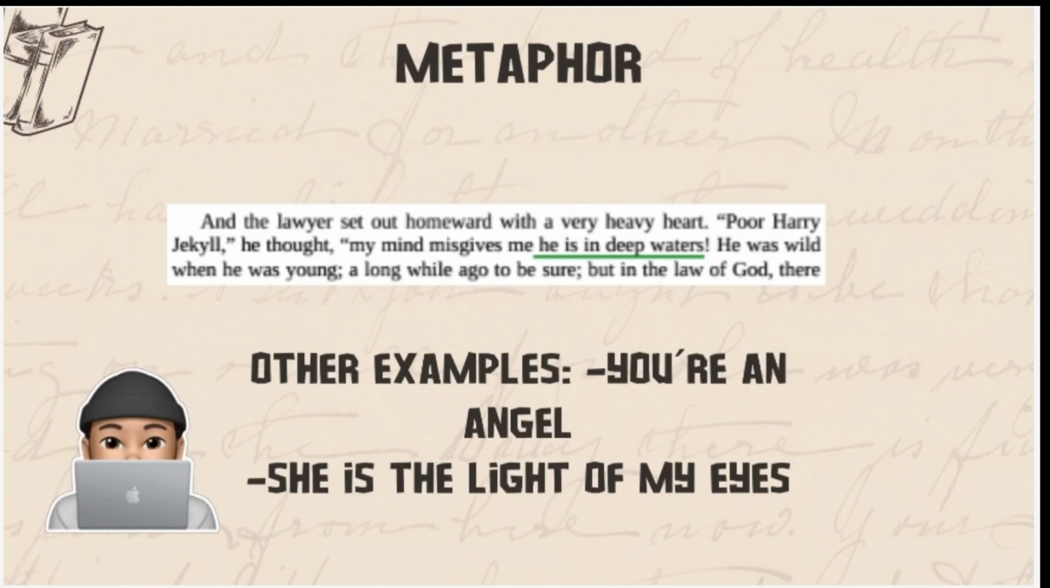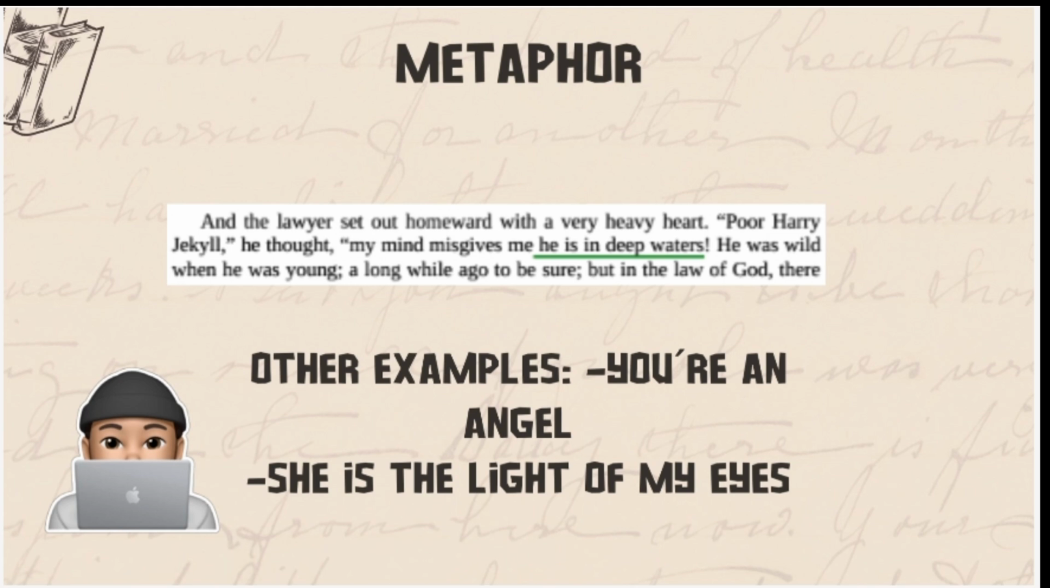In the text, we can find the metaphor "he is in deep waters," which, when used in this context, means that the person is in a difficult or problematic situation which is beyond his control. This is a common situation that is being associated to make a comparison, in this case, how difficult it is to get out of a problem.